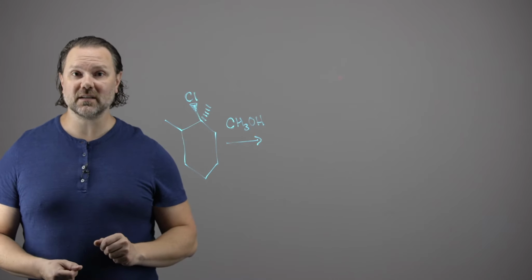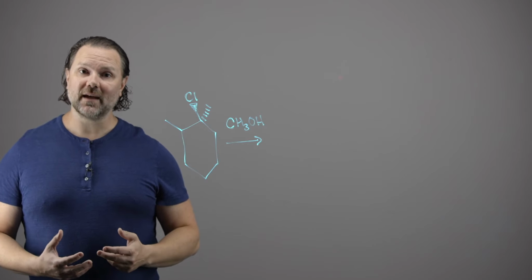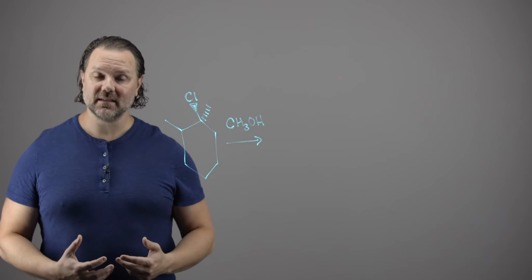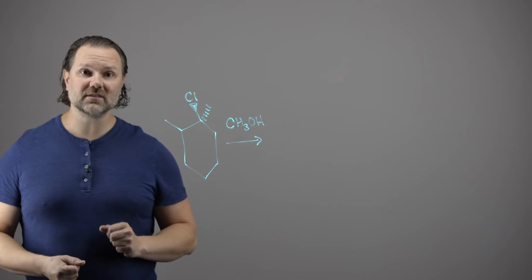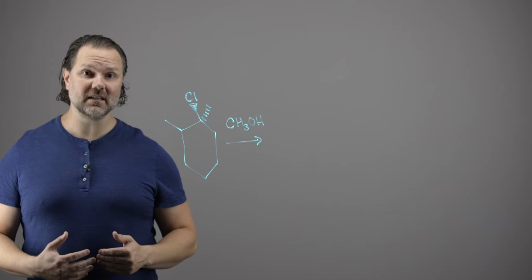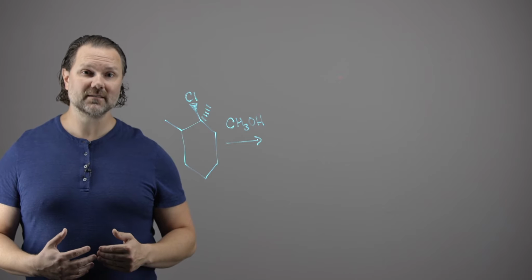Additionally, our solvent is polar protic. That's good at stabilizing the intermediate carbocation. And so all of these factors together tell me this is going to be an SN1 pathway. Let's start drawing.